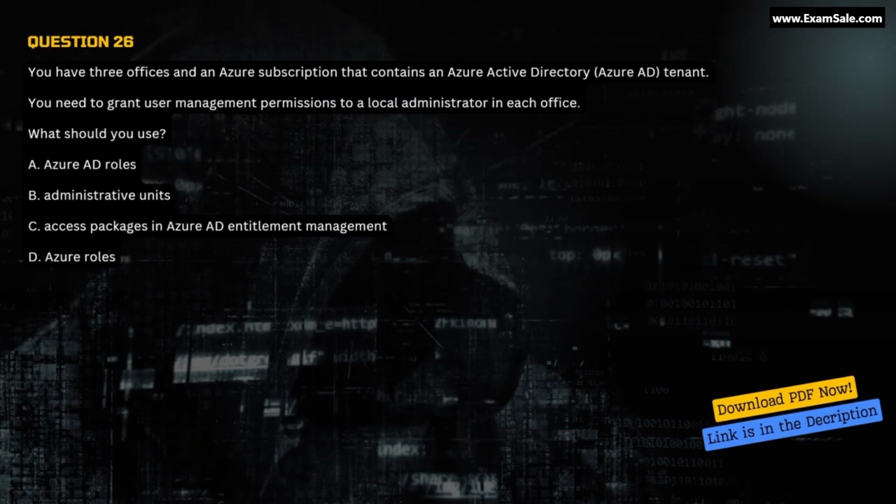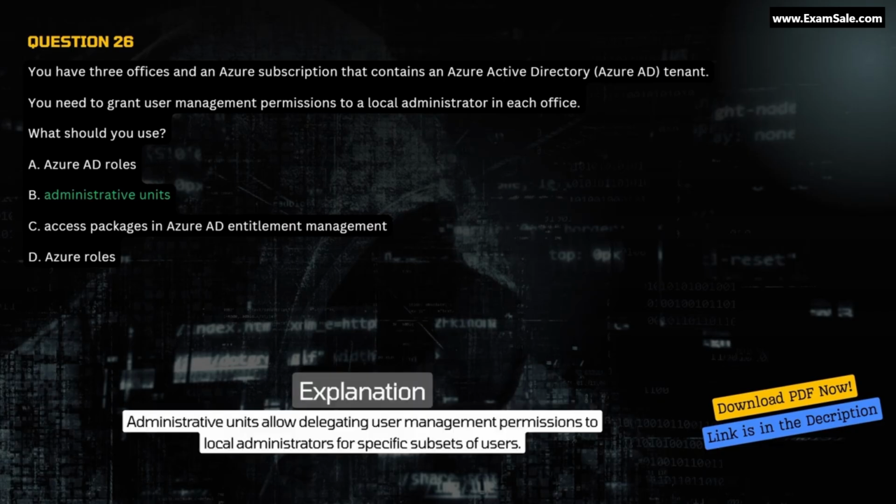Question 26. You have 3 offices and an Azure subscription that contains an Azure Active Directory, Azure AD, tenant. You need to grant user management permissions to a local administrator in each office. What should you use? A. Azure AD roles. B. Administrative units. C. Access packages in Azure AD entitlement management. D. Azure roles. Correct answer B. Administrative units. Explanation. Administrative units allow delegating user management permissions to local administrators for specific subsets of users.